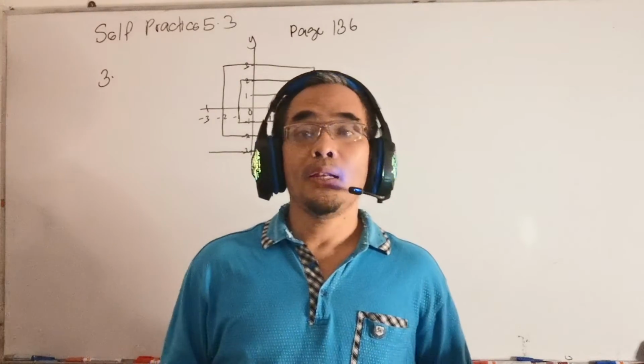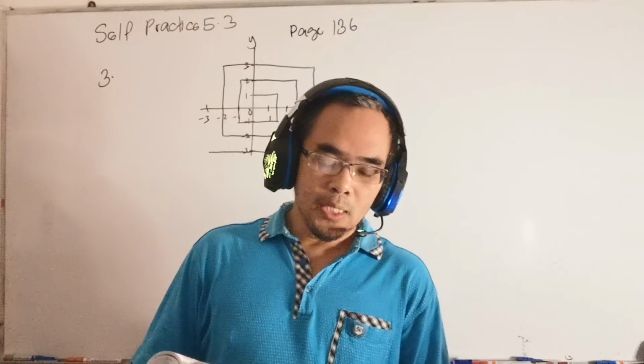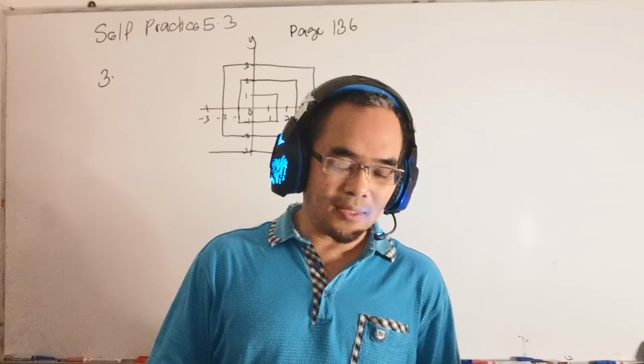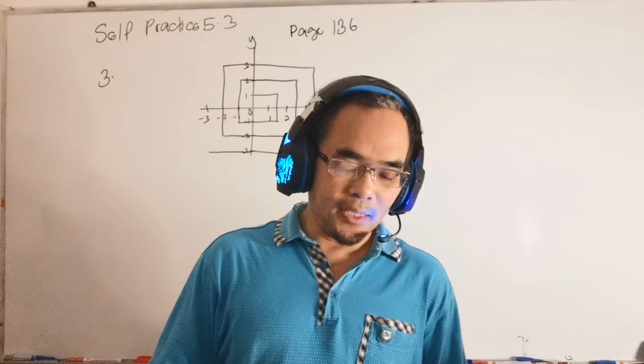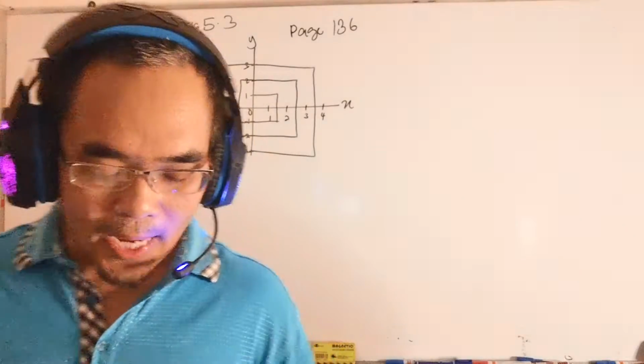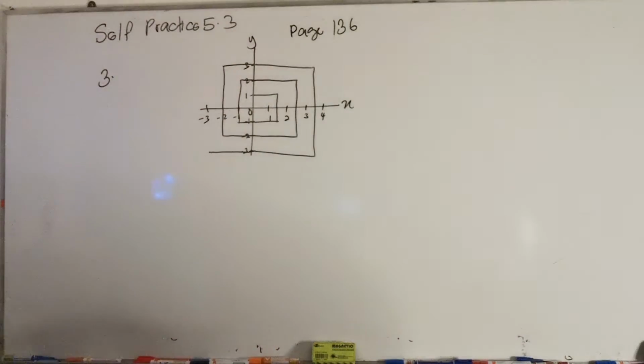Tonight we are going to discuss a KBAT question from Self Practice 5.3 at page 136. Let me read the question. The diagram on the right shows the pattern drawn on the Cartesian plane. The final line on the plane is parallel to the y-axis and passes through x equals -10. Find the sum of the length of the overall pattern.